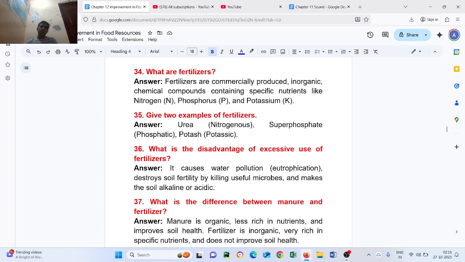Question number 36. What is the disadvantage of excessive use of fertilizers? It causes water pollution, eutrophication, destroys soil fertility by killing useful microbes and makes the soil alkaline or acidic.